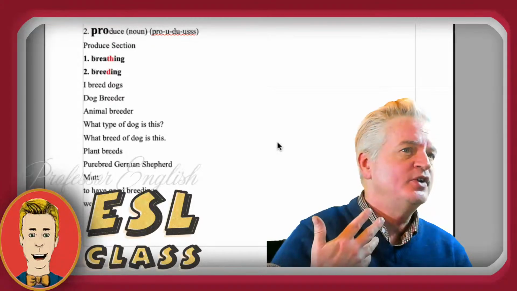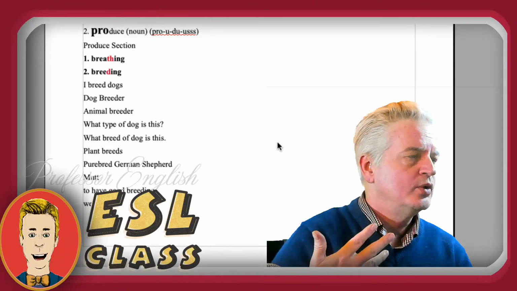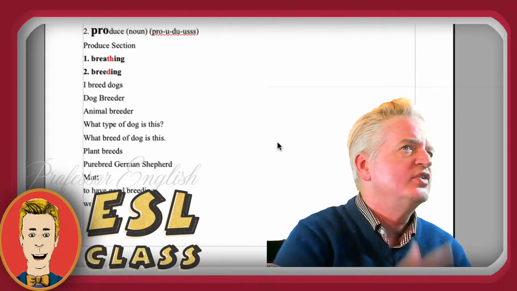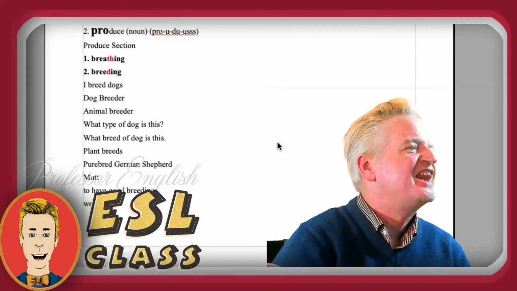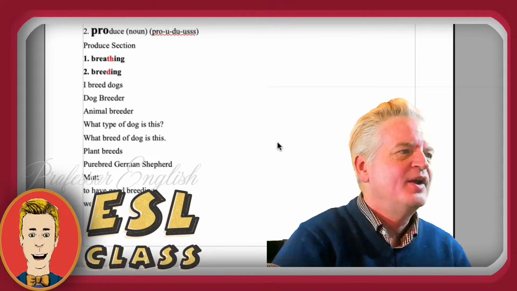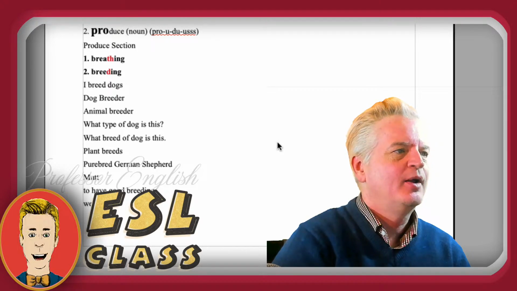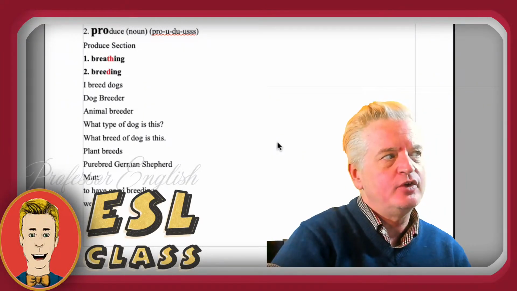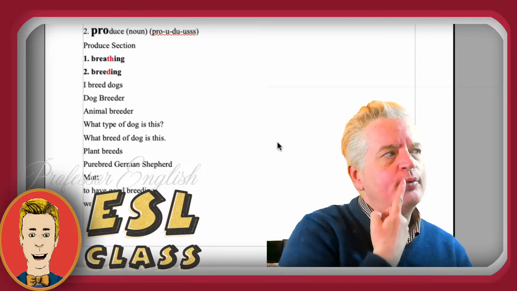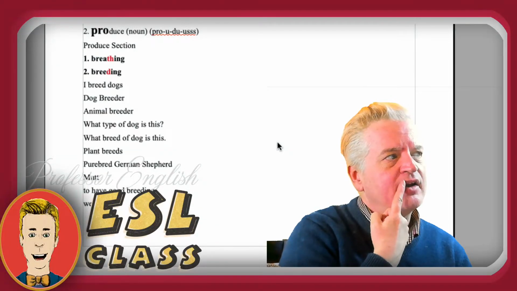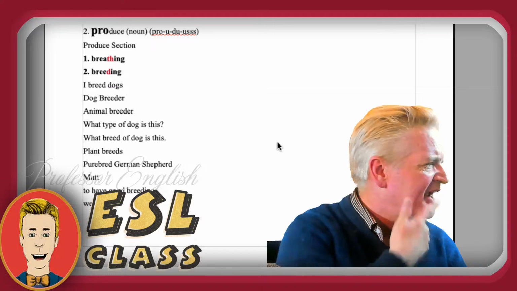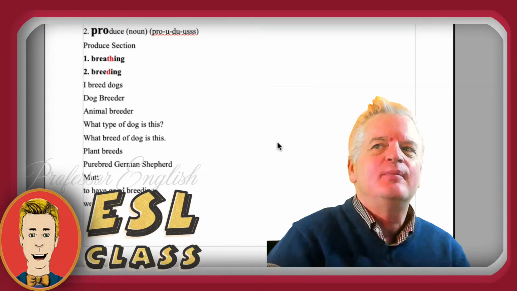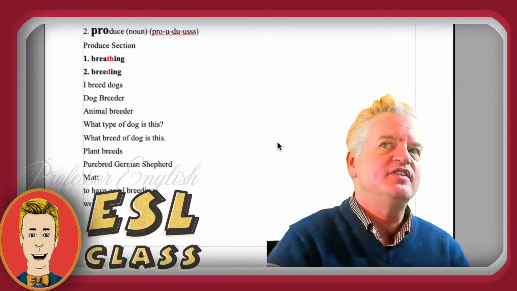But the difference between number 1 and number 2 is when you are saying number 1, you have to move your tongue in front of your teeth. Like that. Breathing, breathing, breathing. That's the difference. And number 2, you push the tongue up at the back of the teeth. Breeding. See, you can't see my tongue. That's number 2.